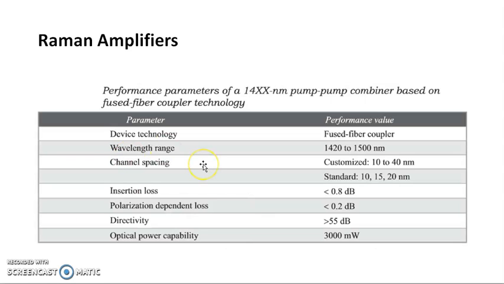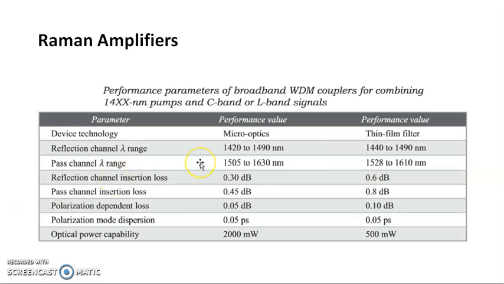Then there are the parameters of a Raman amplification for a 14xx nanometer pump. There are different parameters and their performance values for each given parameter. Then there are the performance parameters of the broadband WDM used in this setup, with their performance values. For micro optics, if we consider the thin filter, then it has the parameters for this particular amplifier. These are about the Raman amplifier. We'll see the difference of all these three amplifiers.